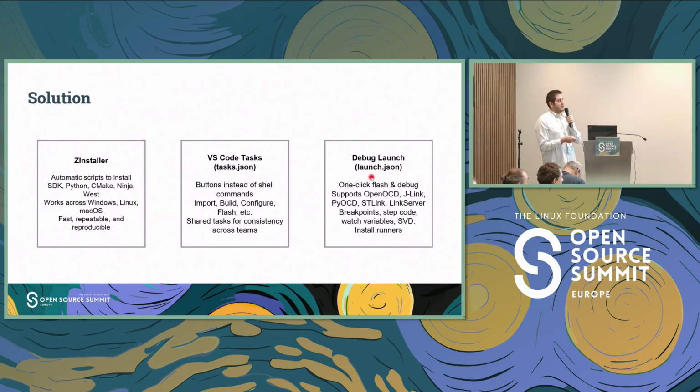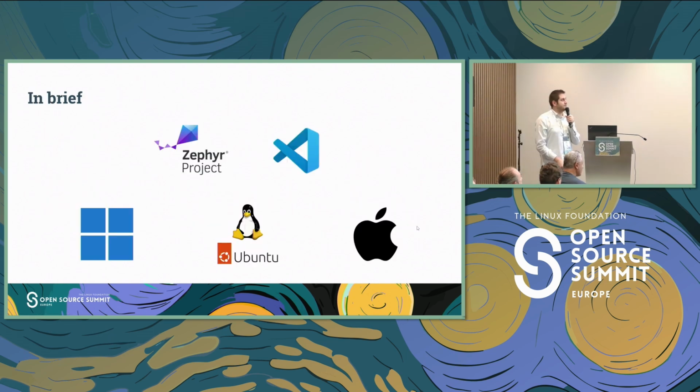Regarding debugging, we have a bunch of launch.json, one-click flash and debug. It supports the different ones. By the way, here we would need some help from other vendors to make sure that we have the correct ones and give the reference to the different debuggers. So we do breakpoint, step over. We can even have the SVD to show all the peripherals. If you provide this one, you can have it.